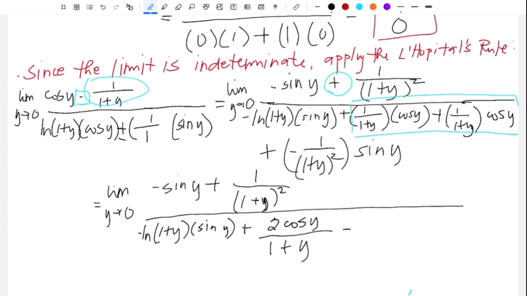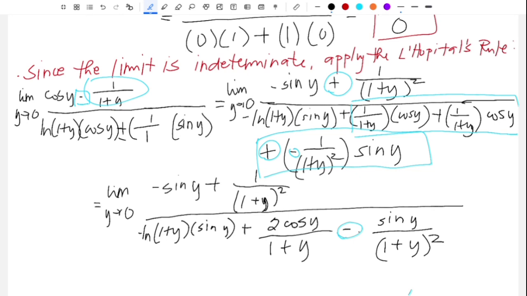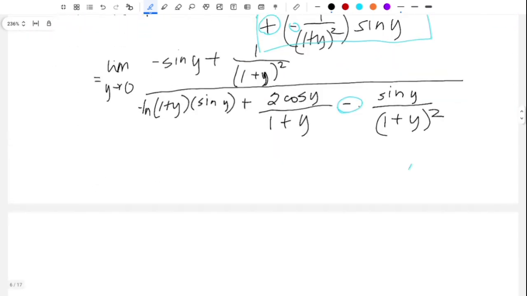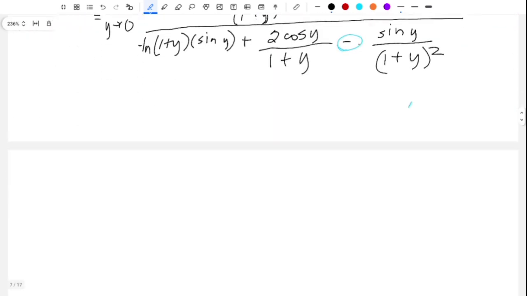There, minus, and this one here, we distribute our sign, we'll have negative sign here. Then copy our sine, and we got sine y over 1 plus y squared. And that is our simplified form for our numerator and denominator. Now that we simplified, the last step will be applying our limit. Let's do it by substituting 0 to y in our function.